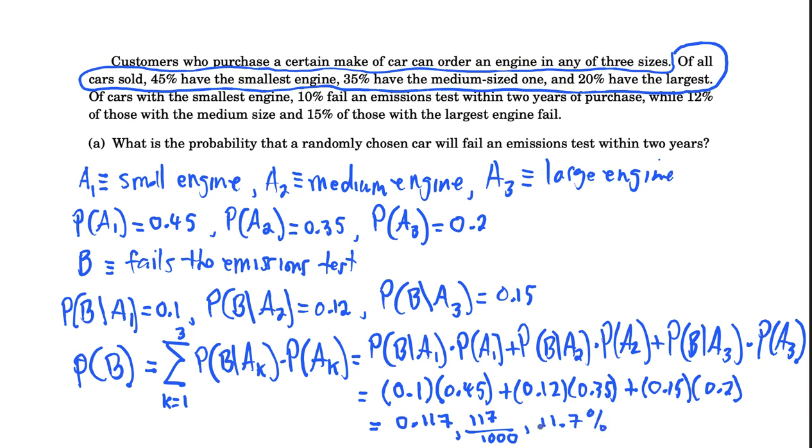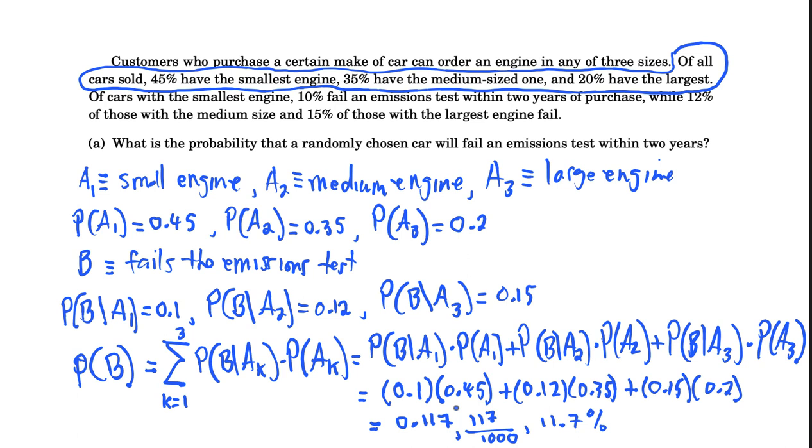So roughly, as a percent, it would be 11.7%. So it's not a high percentage, and in fact, you would want this to be low. If you're the car manufacturer here, you want this percentage to be low. Now, you might say 11.7% is not low enough, and then you go back to the design team and say, how can we improve this by making it lower, right? But that's the probability of just randomly choosing a car and then having it fail the emissions test within 2 years, all right?